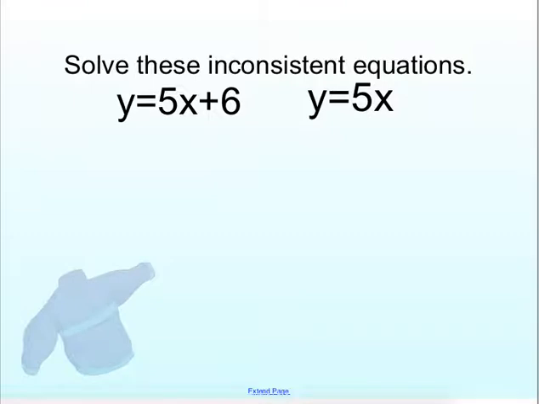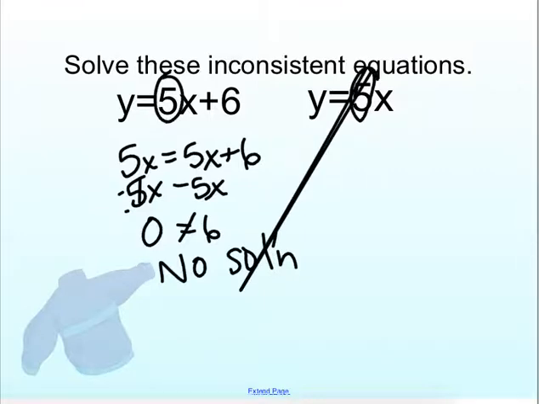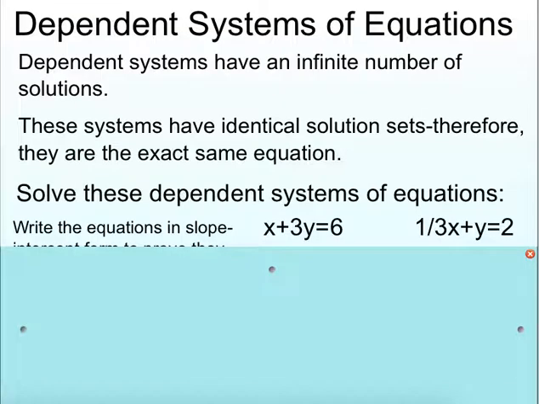Just like the other one, we're going to plug this in and get 5x equals 5x plus 6. Well, we can subtract 5x on each side, and we get 0 is equal to 6. Well, that's not true, so we have no solution. We could have also seen from the original equations that we have a slope of 5 in each of them, but we have a different y-intercept. So yes, these are parallel. There is no solution, so we call these inconsistent equations.